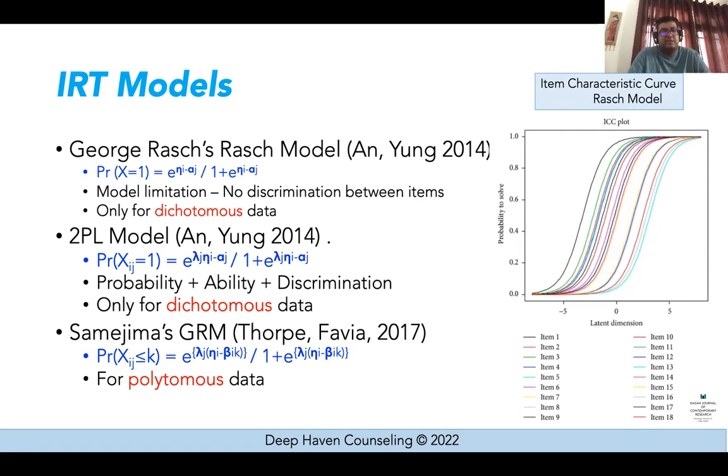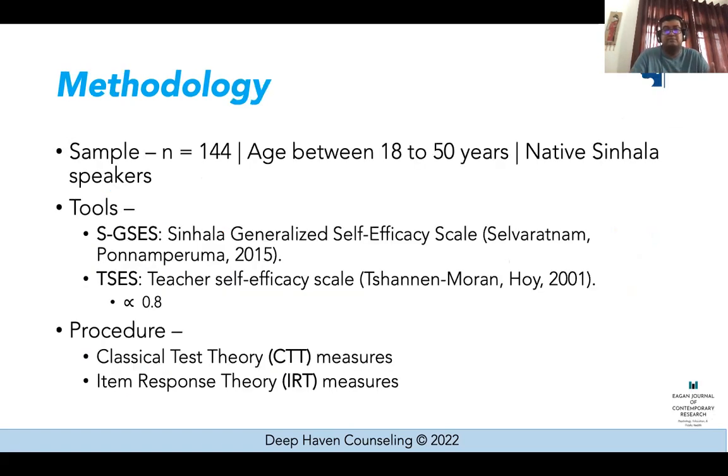And then we have Samejima's GRM, which is Fumiko Samejima's graded response model. And this can be used for polytomous data. Now, that is exactly the one that I used in this particular study. So this is our methodology. We got a sample of 144, ages between 18 to 50, native Sinhala speakers. We use two tools. One is the Sinhala Generalized Self-Efficacy Scale, and then the Teacher's Sense of Self-Efficacy Scale. And we actually translated this into Sinhala. So we actually administered that.